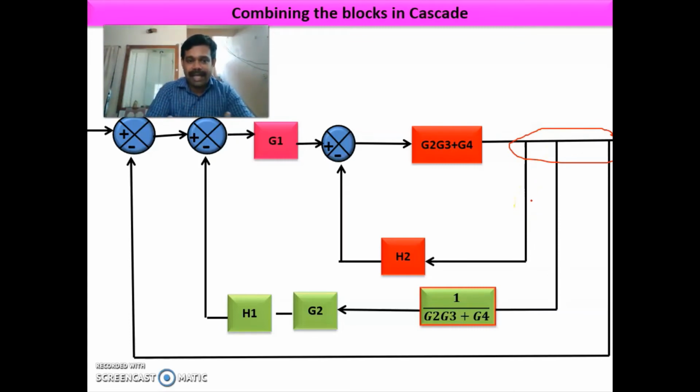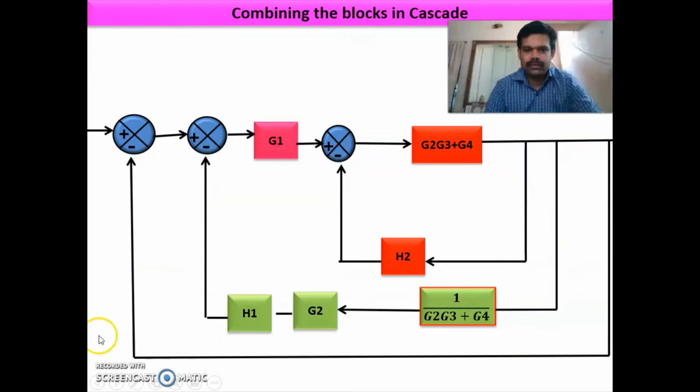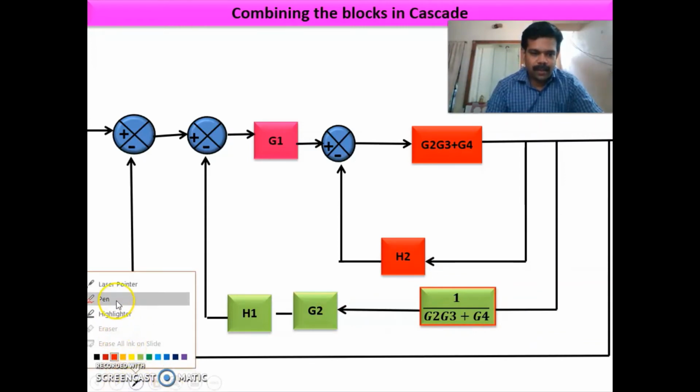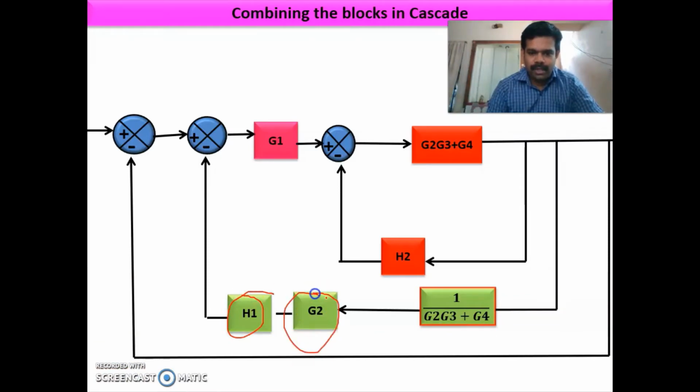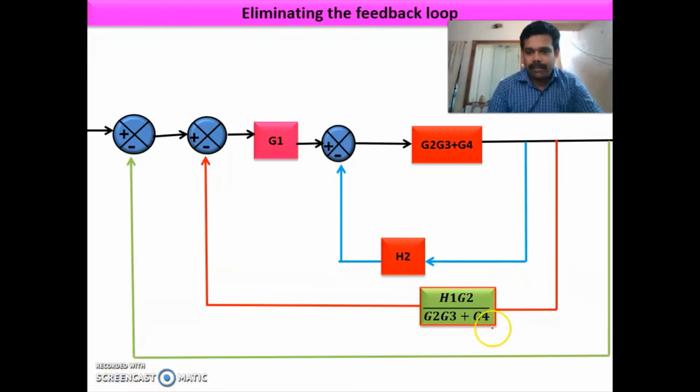Okay, for better clarity we have redrawn it. Next, we are going to combine these three blocks in cascade, that is H1, G2, and 1 divided by G2, G3 plus G4. Three blocks are in cascade, so we can combine them. So now we have combined these three blocks in cascade.